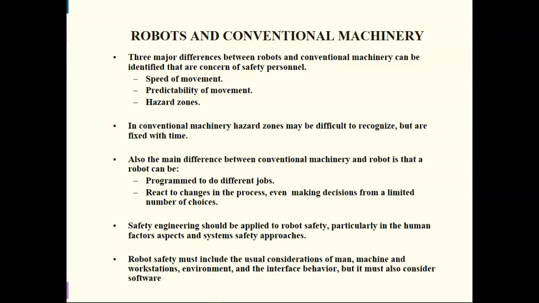So the three major differences between a robot versus conventional machinery: you have speed of movement, predictability of movement, and hazard zones. So conventional machinery hazard zones may be difficult to recognize but they are fixed with time. What are we talking about here? Well, if you have, let's say, a stamping press or a casting press, you know what I'm talking about?